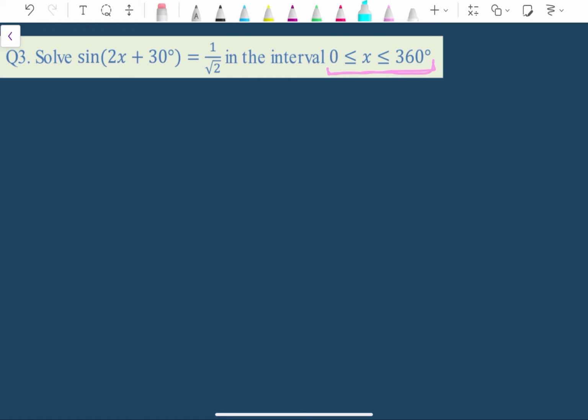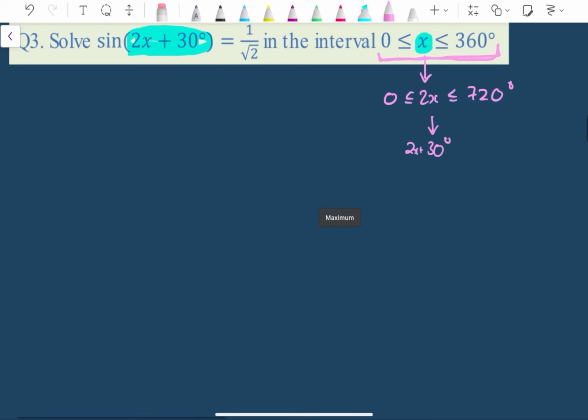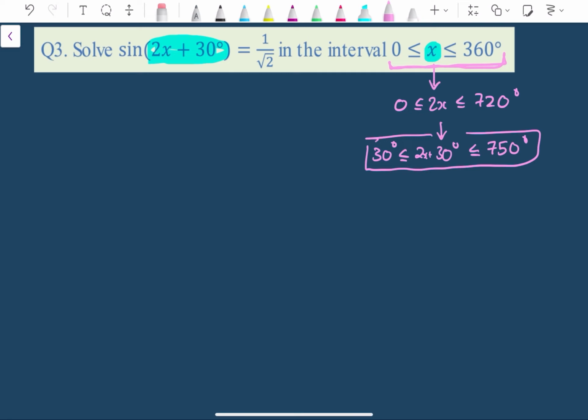Step 2, or the next bit of this part, is to look at this. I now don't have x anymore. I've got 2x plus 30. So I need to adjust that to 2x, which gives me 720 and 0. But then I also need to add 30 to it. Okay, so 2x plus 30. So I add 30 to 720, I get 750 there. And I add 30 to 0, so I get this. Okay, so I need to find all the solutions in the period 30 to 750.